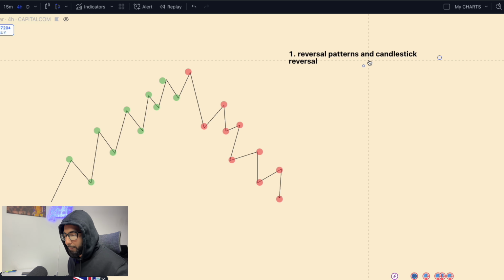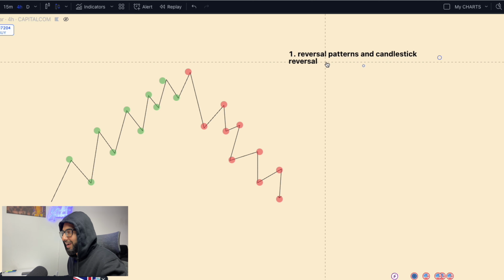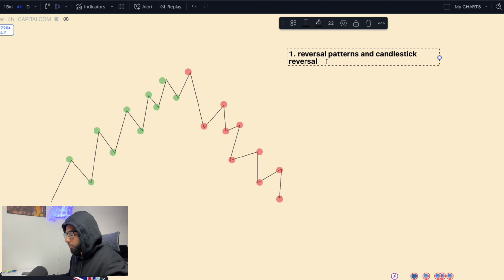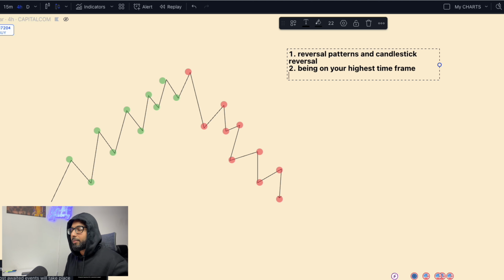Number two is the time frame. If we're on a small time frame, we're going to see uptrends, downtrends, uptrends, downtrends. It's just going to keep doing that. So we need to be on a high time frame, on your highest time frame. For me, this is the 4 hour. The 4 hour time frame can let me know the trend that's going on right now. Are we in an uptrend? Are we in a downtrend? What's going on?